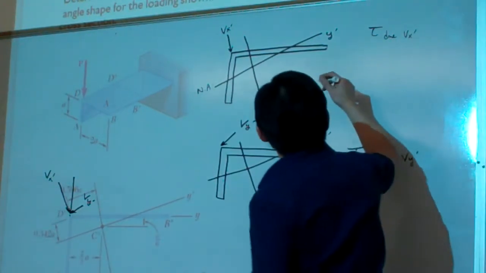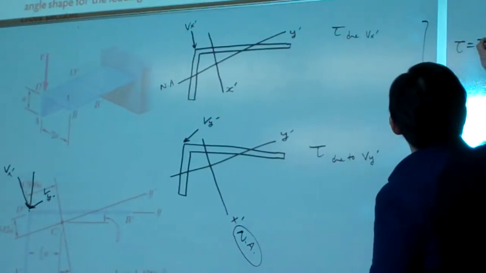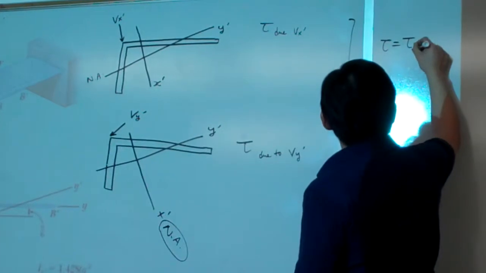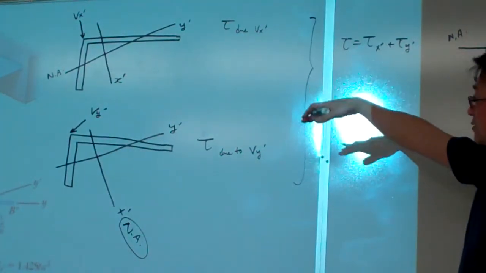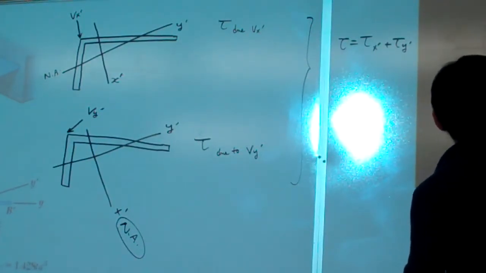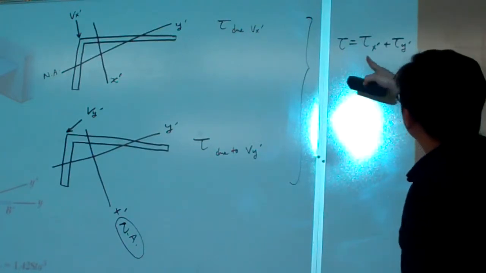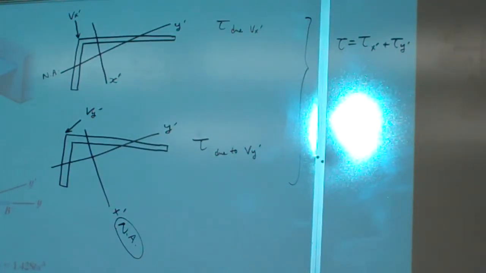So in total, our tau will be equal to tau due to x prime plus tau due to y prime. Okay, we simply decompose into the two directions. And now right now we just simply calculate individual terms here. Okay, that one will be the same as we did, but just carefully determine.